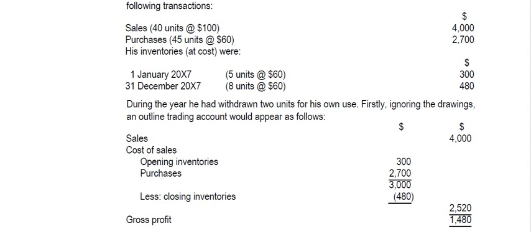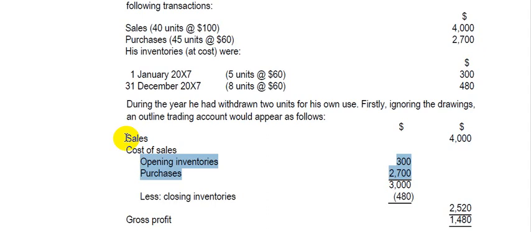So sales: 40 units times $100 will give us sales of 4,000. Then we compute our cost of sales in the normal way, starting with opening inventory plus purchases.